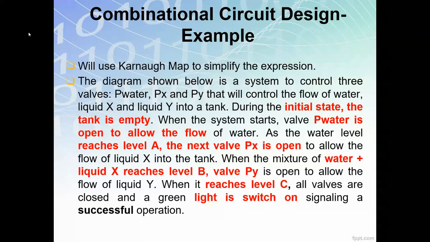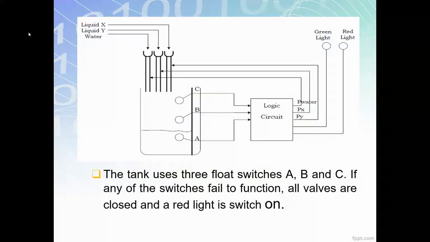Okay, alright. So these are the questions about the tank that uses three floats, the switches A, B and C. This is an extension of the story from the other day. So we have liquid X, liquid Y and water. These three float switches are A, B and C. The floats have switches A, B and C.